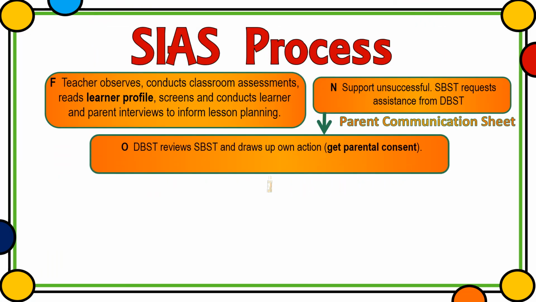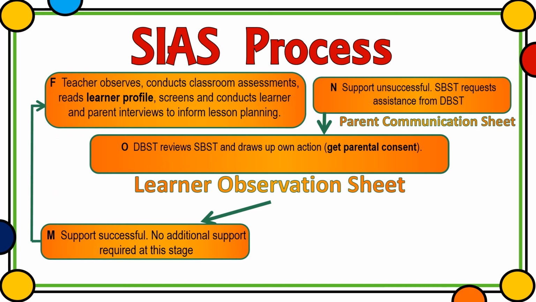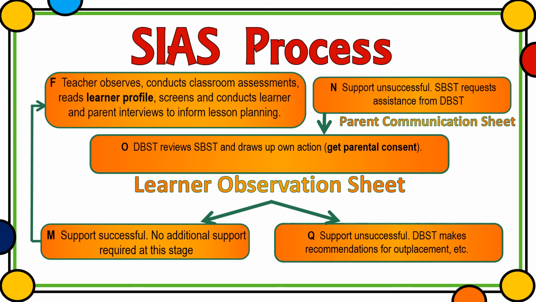The DBST will then draw up their own action plan. It is important that this action plan will then be implemented and reviewed by the educator or the class teacher. This will be done by filling in the learner observation sheet. If these interventions were successful and no additional support is required, the teacher will continue observing, conducting classroom assessments, etc. If, however, the DBST action plan is unsuccessful, then the DBST, the district-based support team, may make recommendations for outplacement. This will then mean that the child can be referred to a special school or a school of skills.